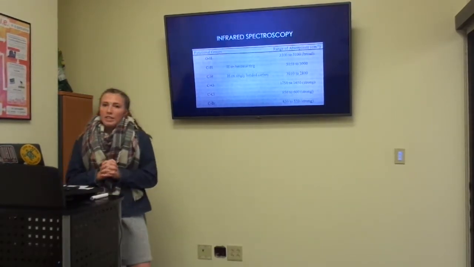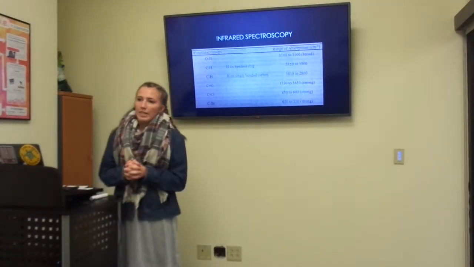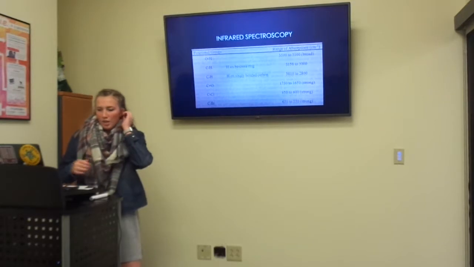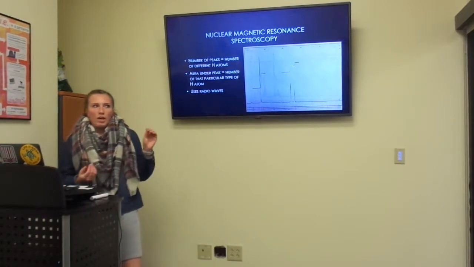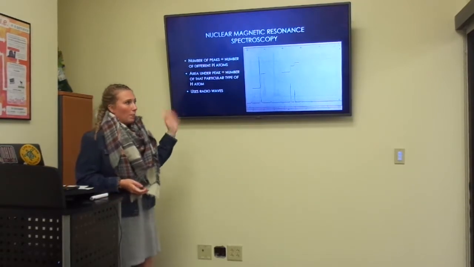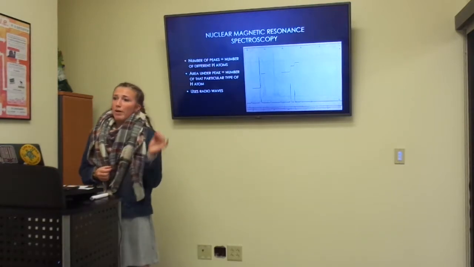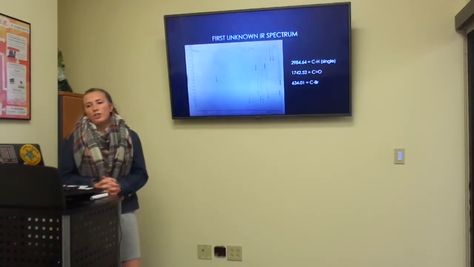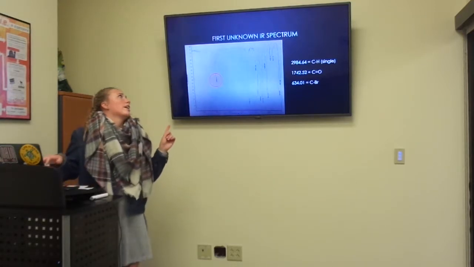Infrared spectroscopy measures the amount of infrared light absorbance to find which functional groups are present in each sample. These are the list of functional groups and the range of absorbance the peak should fall into. Nuclear magnetic resonance spectroscopy shows the number of peaks which correlate to the number of types of H atoms, and then the area under the peak shows the number of that particular type of H atom, and this uses radio waves to do that.